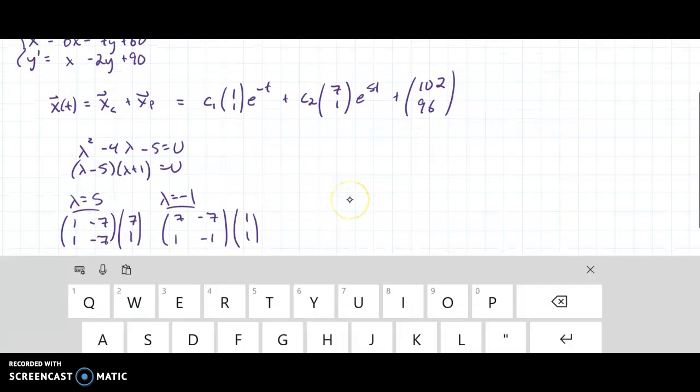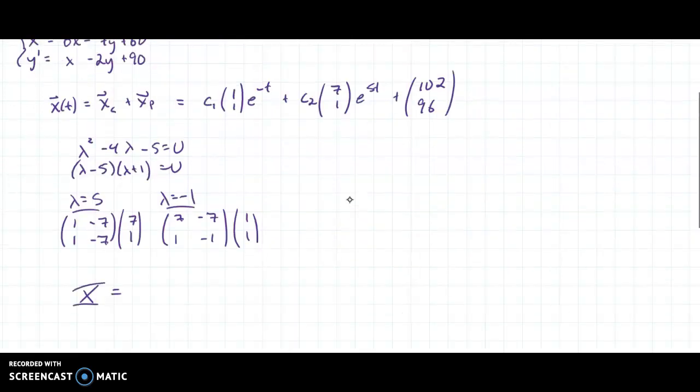So my fundamental matrix is equal to, which way do I want to do this? I'm going to actually do this vector first, just because I like having the easier parts out front. So I'm going to go e to the negative t and e to the negative t. That is the 1, 1 with the e to this eigenvalue. That is the first column. The second column is going to be 7 e to the 5t, and then 1 e to the 5t, which I'll just write as that. So remember, this is a square matrix.